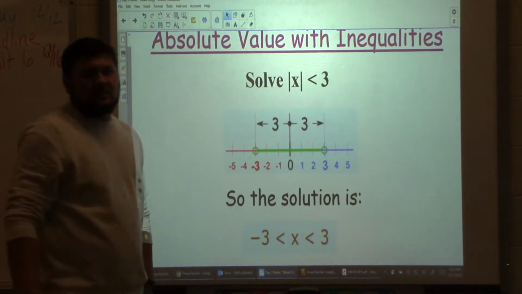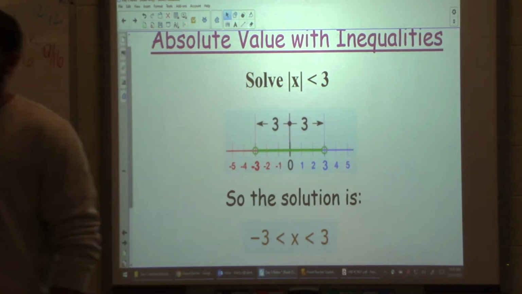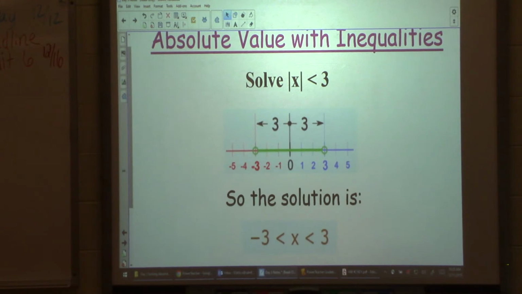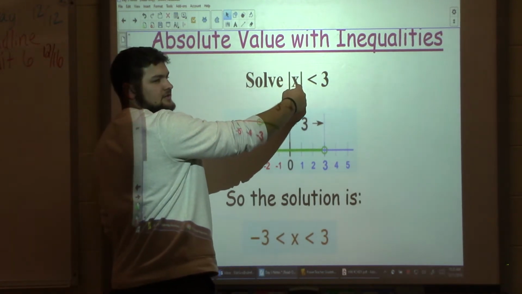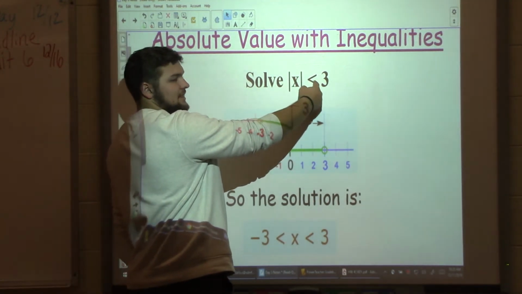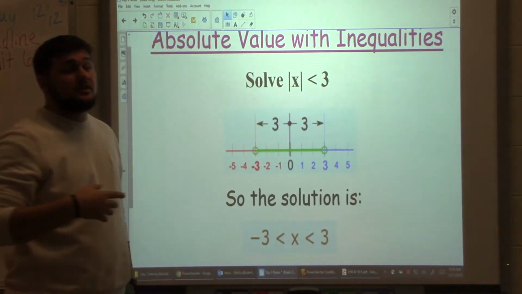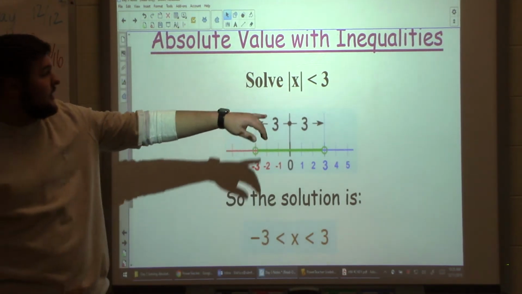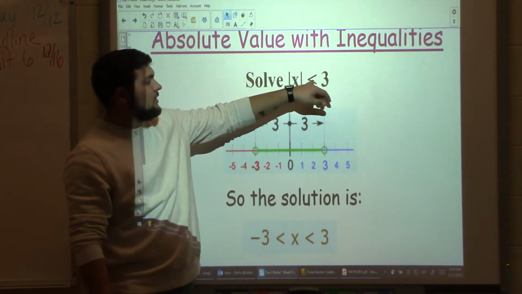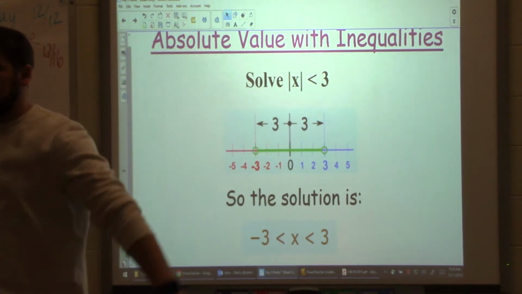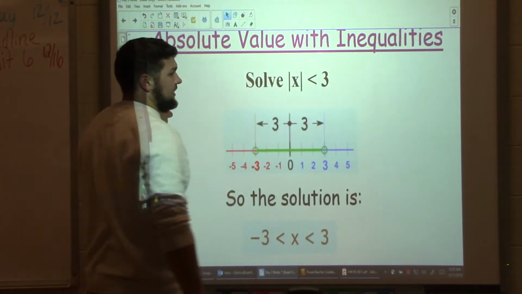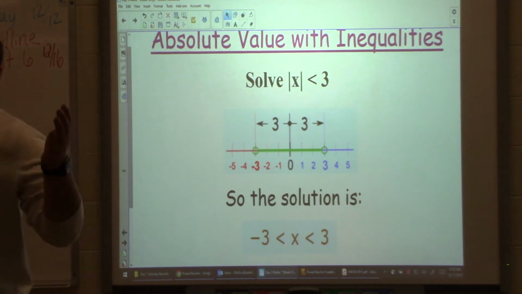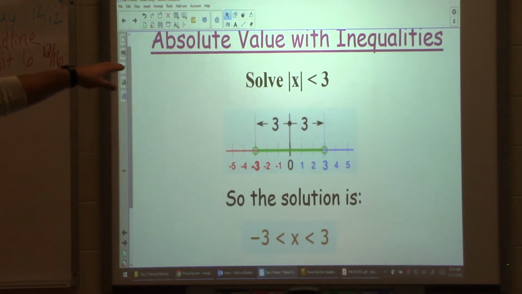Well, let's think about that. What values for x would work in the absolute value of x is less than 3? -3 wouldn't actually work because, let's look at it. The absolute value of -3 is 3. That's not less than. There's no or equal to. So we're close. But 2 would work. Right? I plug 2 in here. Absolute value of 2 is 2, which is less than 3. What else would work? 1. 1 would work. Absolute value of 1 is 1, which is less than 3. Anything between -3 and 3 would satisfy that equation.